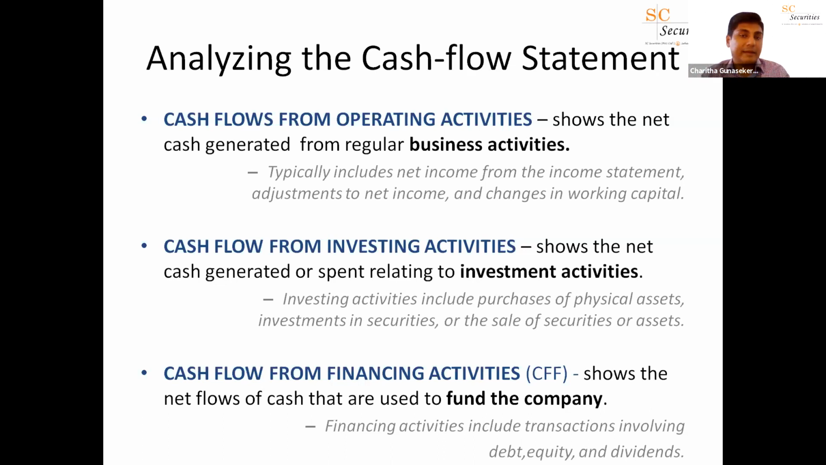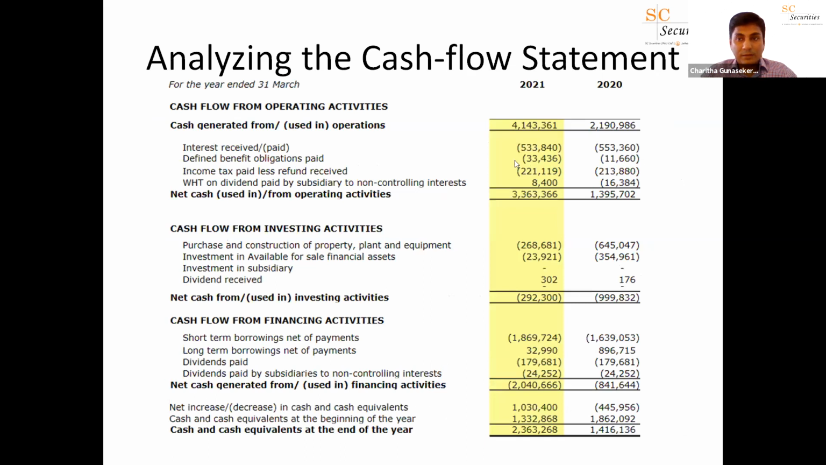So if I just summarize the cash flow statement, there are three main areas. Cash flow from operating activities, where you look at how much cash is being generated through your core business activities. Secondly, cash flow from investing activities, how much cash is being generated or spent on your investment activities. Thirdly, the cash flow from financing activities shows the net cash flow that is being used to fund your company. So that can be in the form of debt, equity. Okay. So this is a typical cash flow statement.